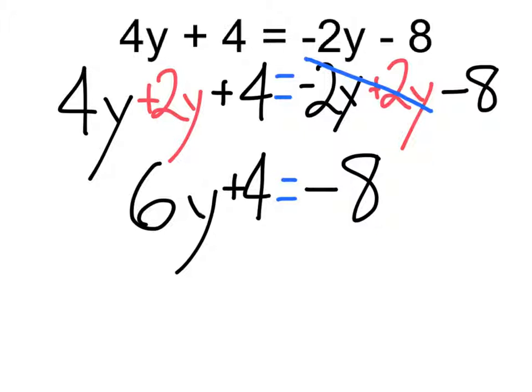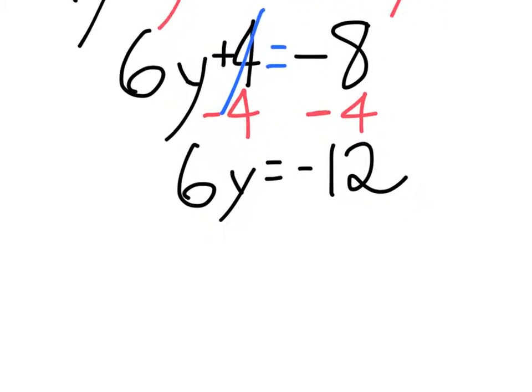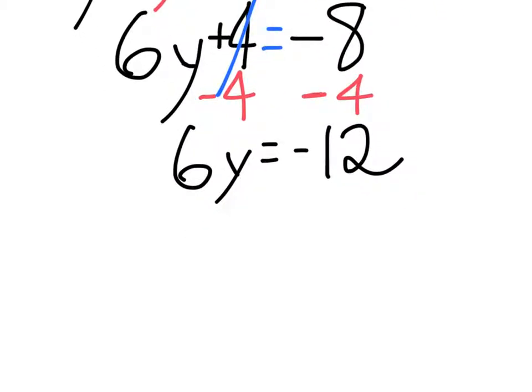So now what we need to do is the next step. We've got to get rid of that 4 because we're going to work with the term that has the variable last. So if it's a positive 4, I know that we need to subtract 4, and we can just do it like this. Subtract 4 on the right side, subtract 4 on the left side, and I know that the 4's cancel out. All we're left with now on the left side is 6y, and negative 8 minus 4 is negative 12.